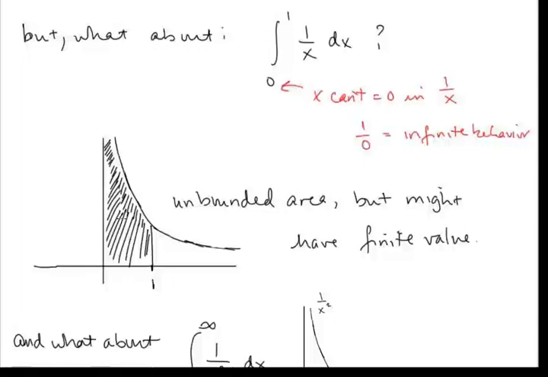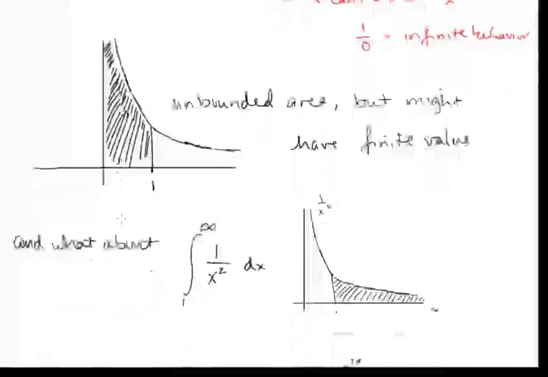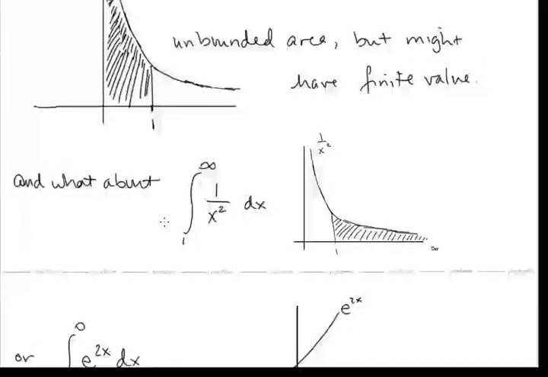But I want to introduce also some other integrals that we haven't talked about yet. What about the integral from 1 to infinity of 1 over x squared? Now clearly we haven't seen a bound that is infinite, as we have here. And graphically speaking, what does this look like? 1 over x squared has a similar curve in the first quadrant. And this is the area under the graph from 1 to infinity. It's another unbounded area. We don't know yet if it's finite or if it's infinite.